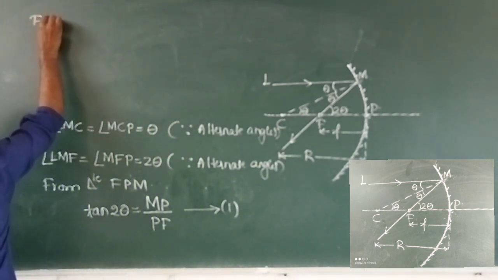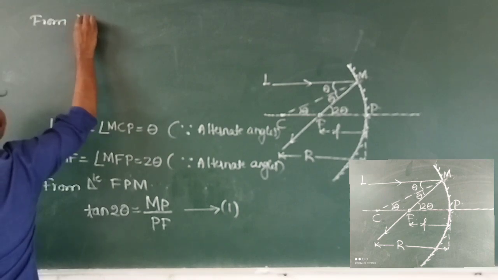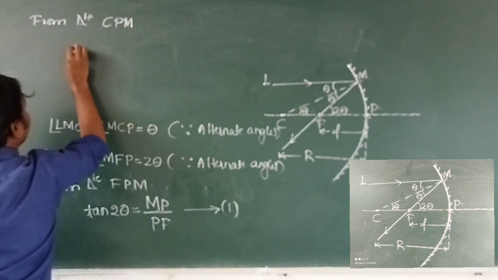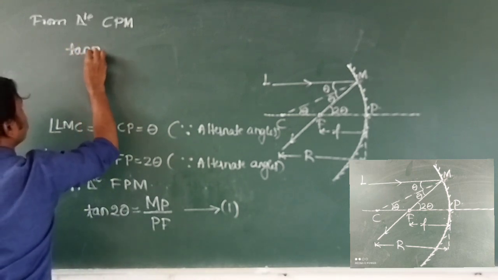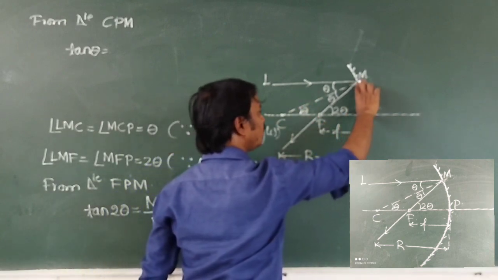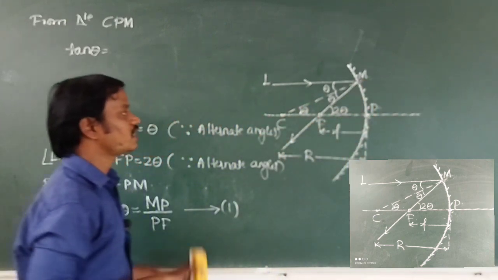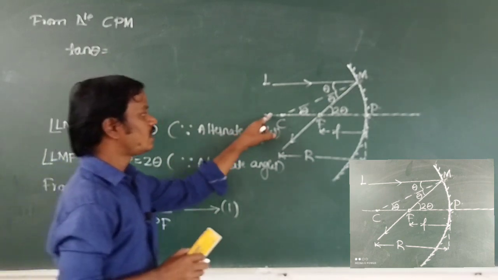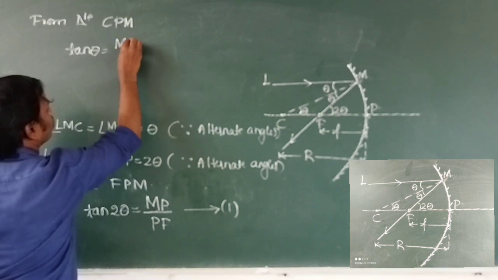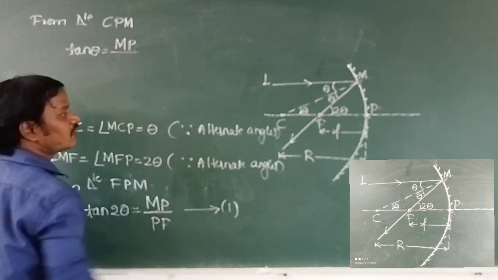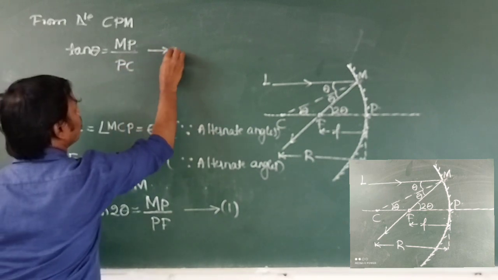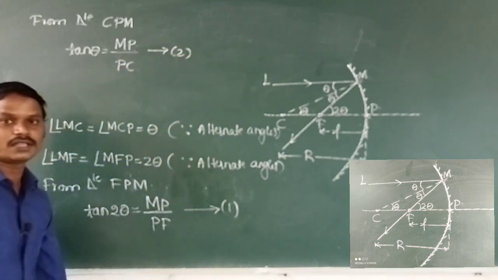From the right angle triangle CPM, tan theta is equal to opposite side divided by adjacent side. What is the opposite side for theta in CPM? That is MP. And the adjacent side for theta in CPM is PC. So tan theta is equal to MP by PC. This is equation number 2.